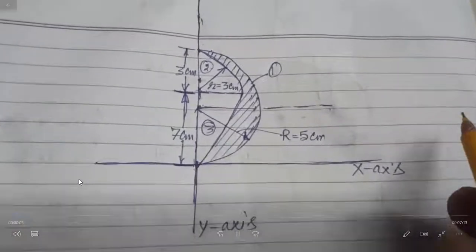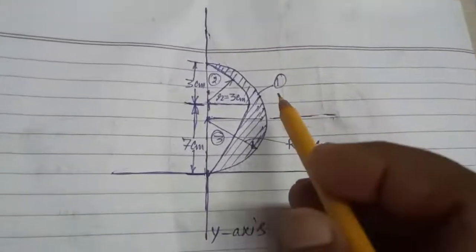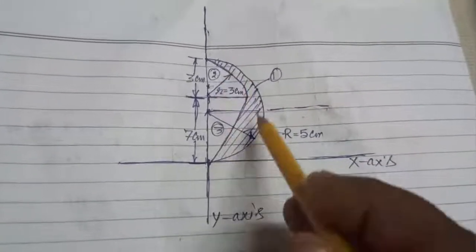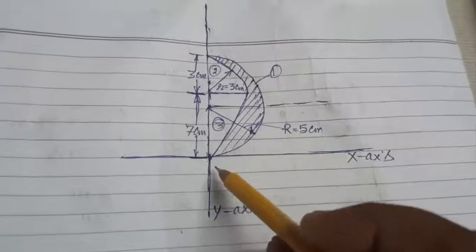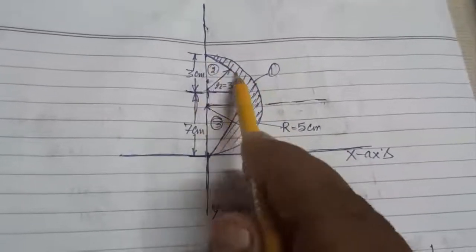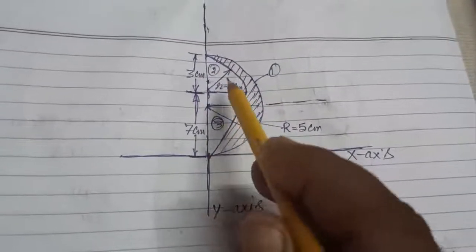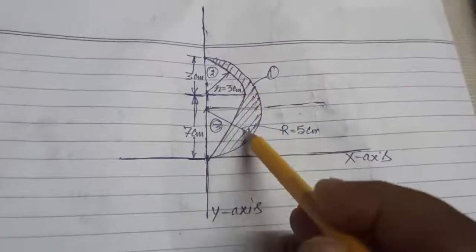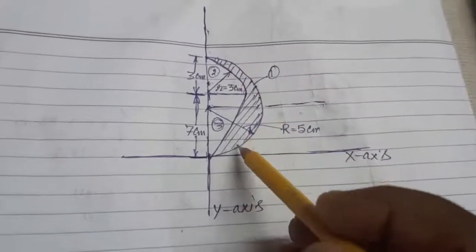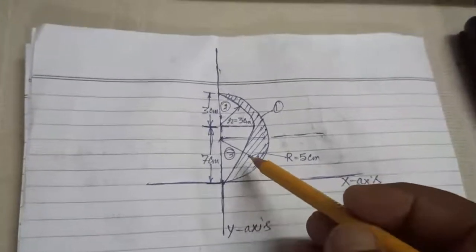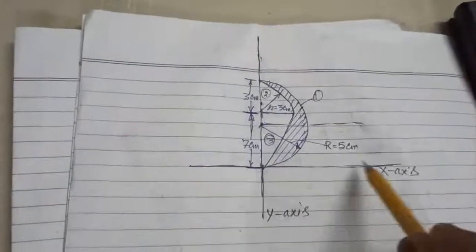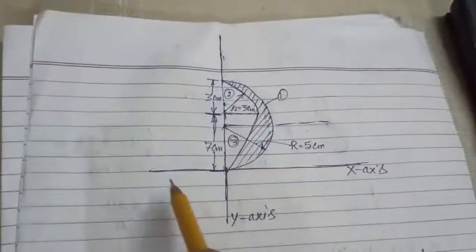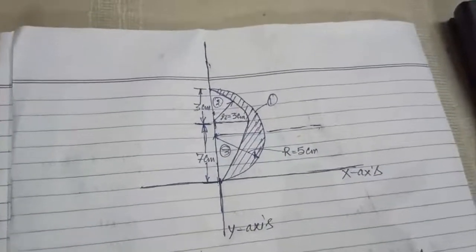Now the problem is to find out the centroid of this shaded area given in this figure. So this is a figure of a semicircle. From this semicircle, this portion is cut down. Then the remaining part is this, and for this shaded remaining part, we have to find out the centroid. So first of all, we have decided these reference lines along the x-axis and along the y-axis.